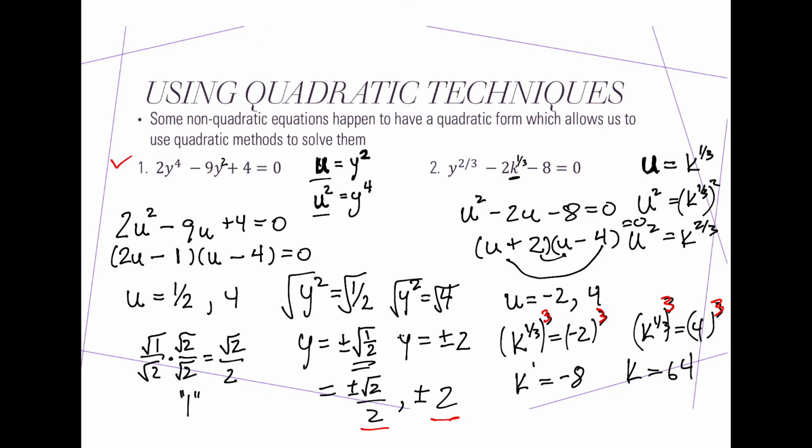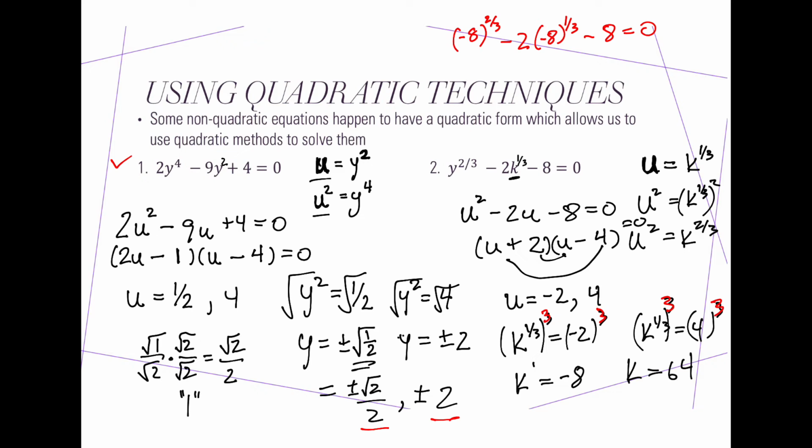So I'm going to start with negative 8. We're going to just plug it into our calculator. Negative 8 to the 2/3 minus 2 times negative 8 to the 1/3 minus 8 equals 0. So plug that into your calculator and see if we actually get 0 as a result of this operation.